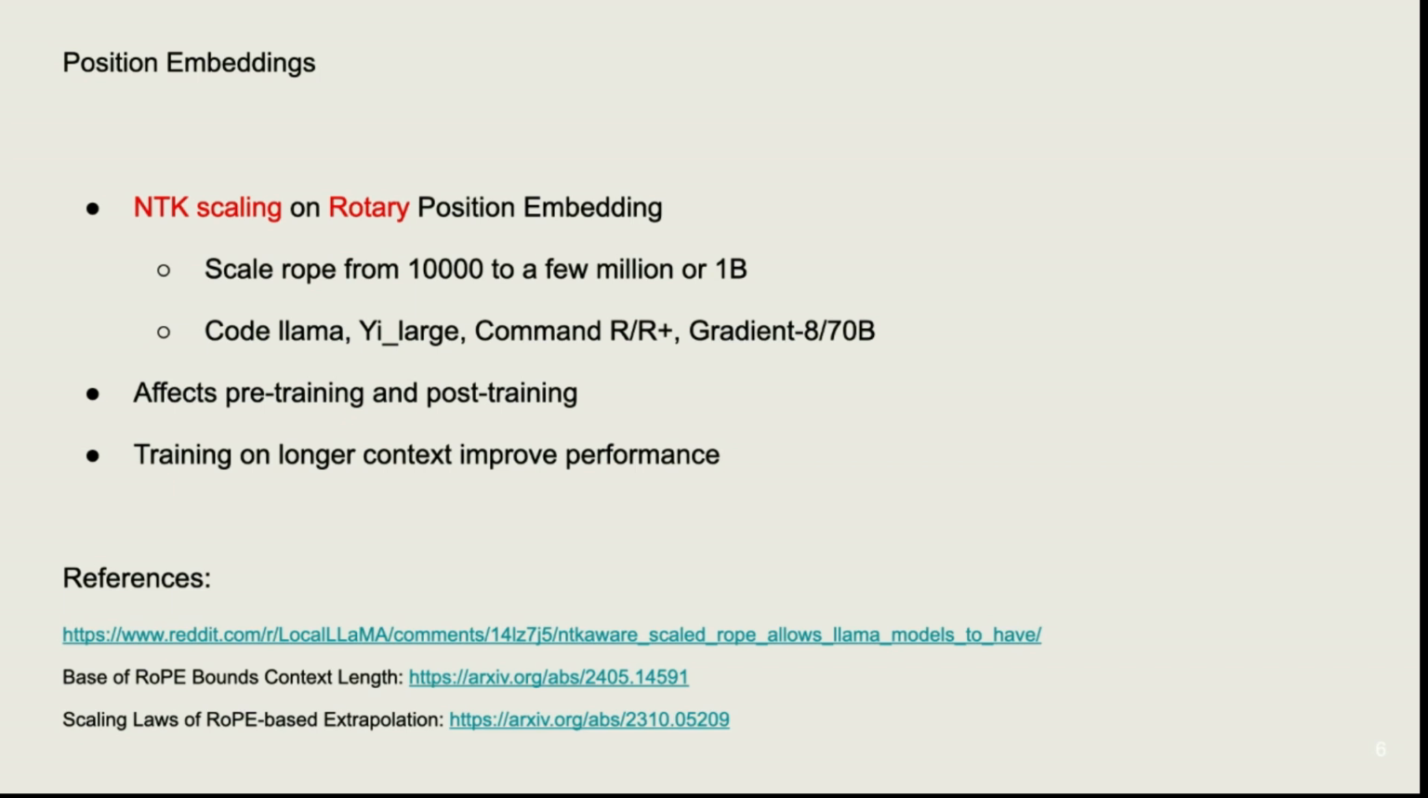So training on longer context data actually helps us improve long context performance, compared to only using RoPE to scale the context length to longer tokens. I listed some of the references below to talk about NTK scaling, context length scaling, and scaling laws of RoPE-based transformer models.